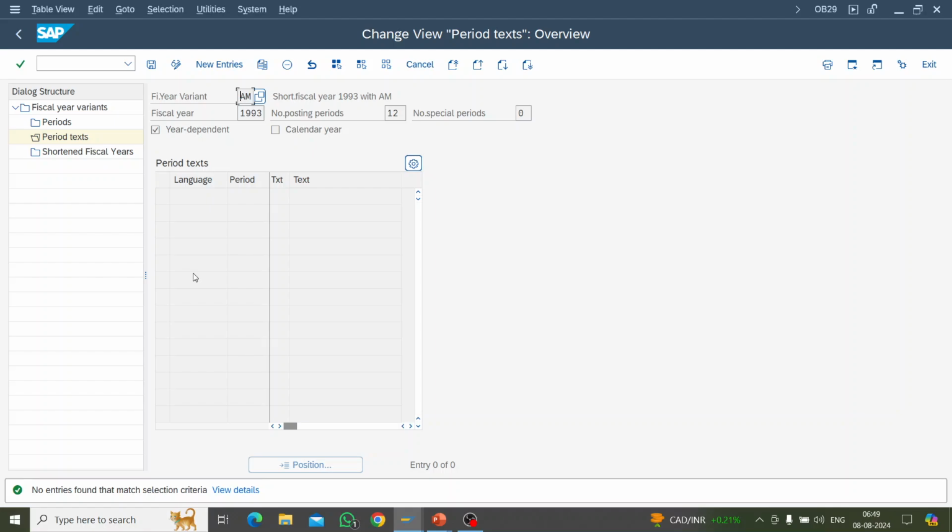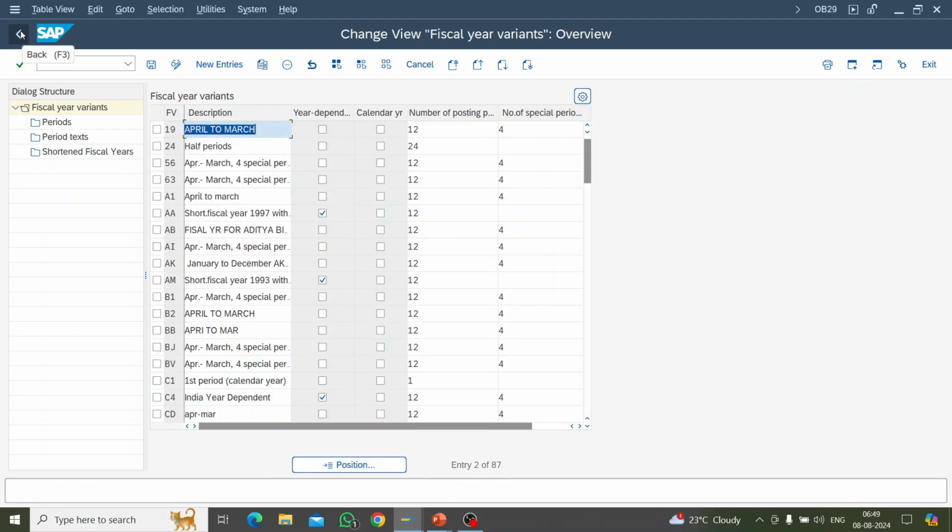See, this is here again, period text and other things are also not maintained. So if you are maintaining everything, you will have to maintain everything properly. Since it is a dummy system and a real system in the training I can't show, that is why it is not possible from my end basically.